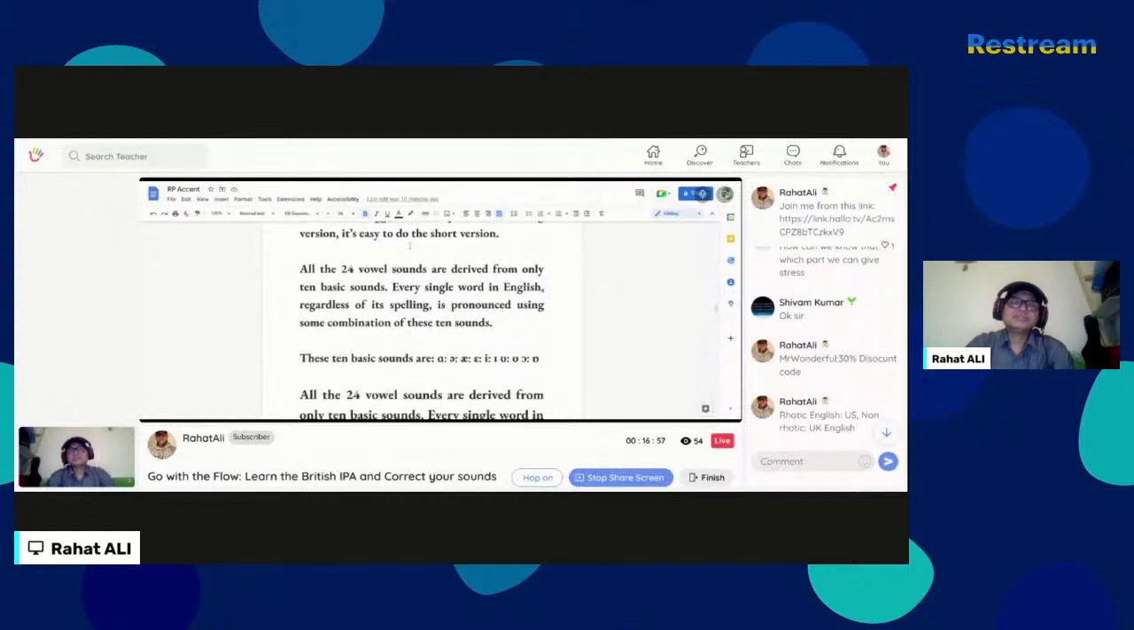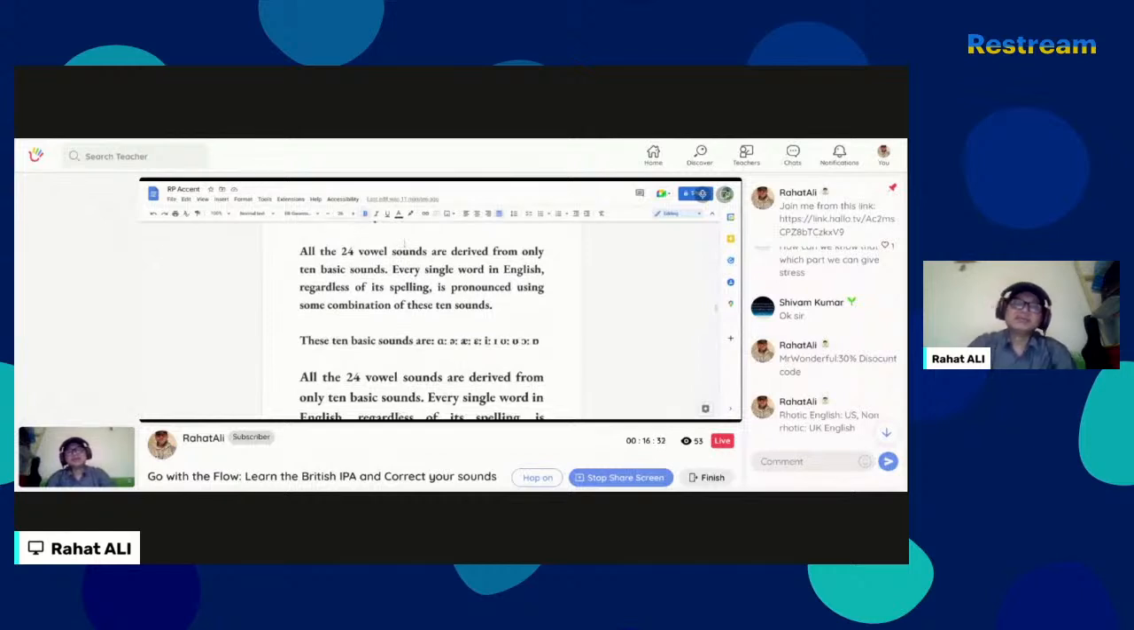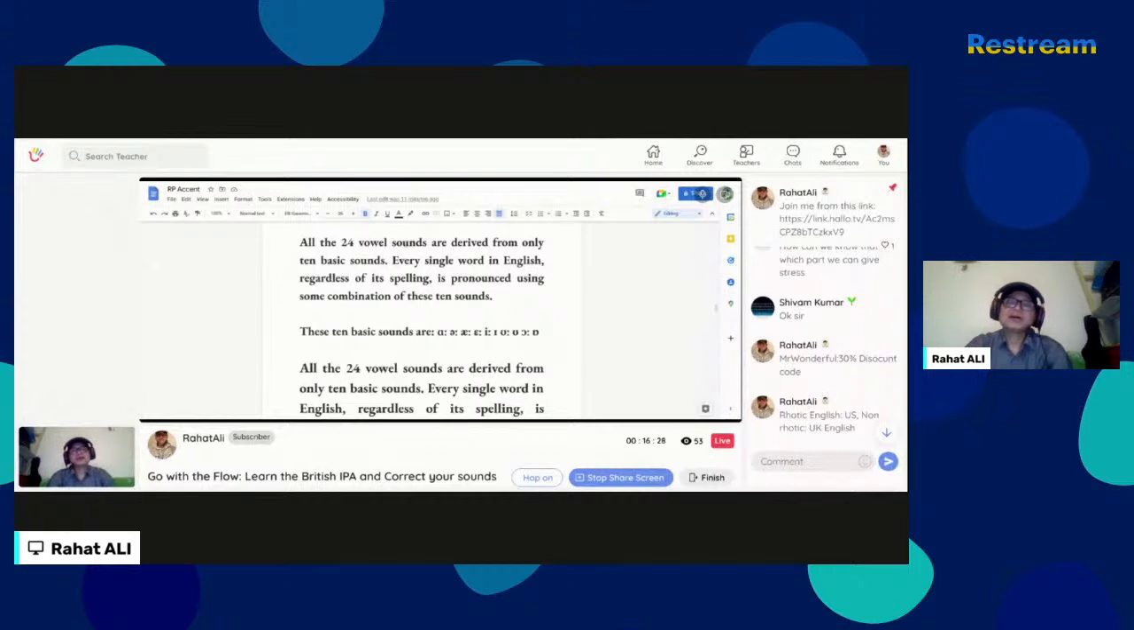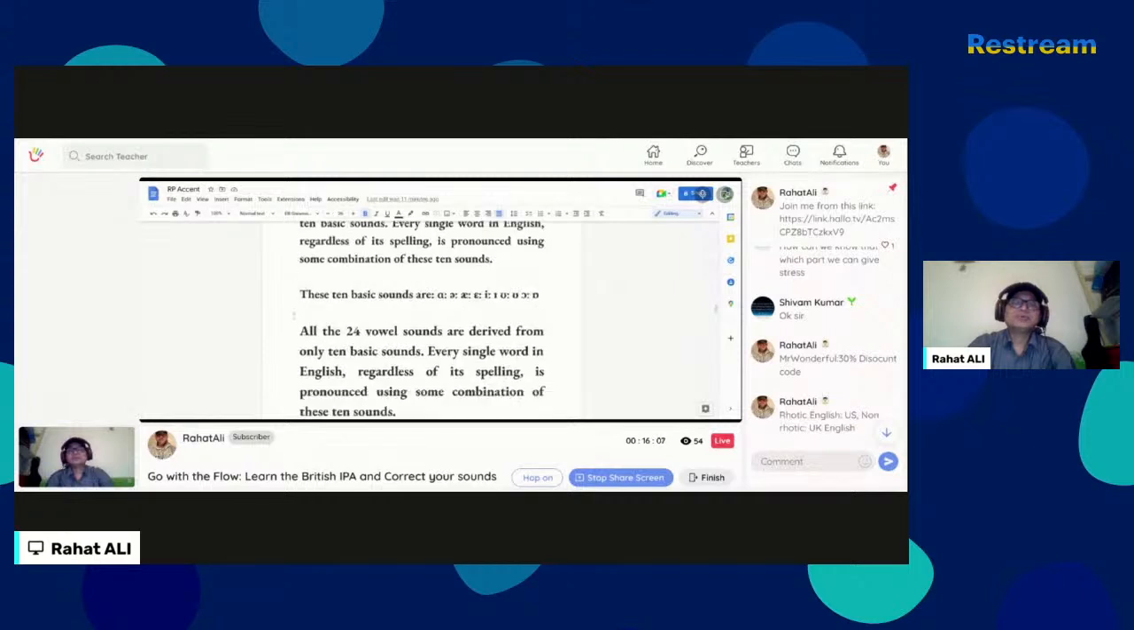All the 24 vowel sounds are derived from only 10 basic sounds. Every single word in English, regardless of its spelling, is pronounced using some combination of these 10 sounds. Okay. These 10 basic sounds are a, r, e, r, e, e, I, u, u, o, a. All the 24 vowel sounds are derived from only 10 basic sounds. Okay. It has been copied twice.